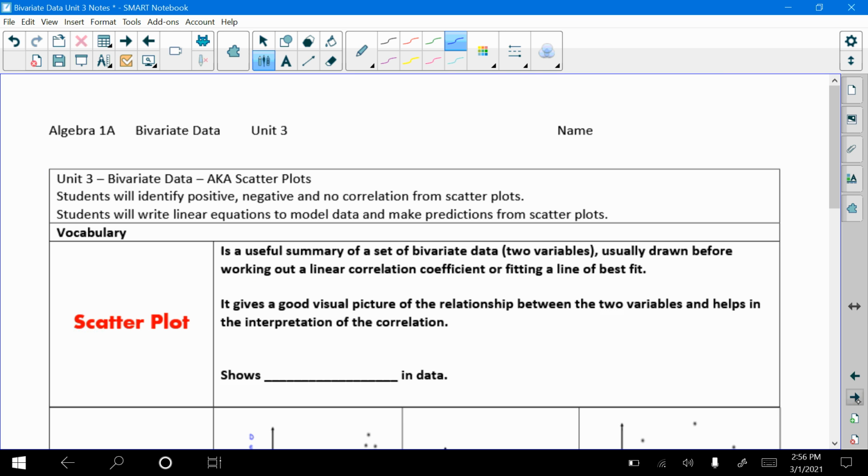Then this next piece is really getting into the scatter plots. Scatter plots are going to be a useful summary of a set of bivariate data, meaning two variables, x and y, that's drawn before working out the linear correlation. So the linear correlation coefficient right here, that is your slope. And we're looking for a line of best fit. So a line of best fit is going to be like a y equals mx plus b. It gives us a good visual picture of the relationship between two variables and helps us in an interpretation so we can tell what's happening of the correlation. So it's going to show trends.